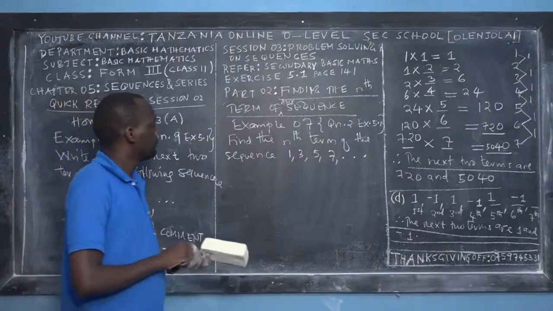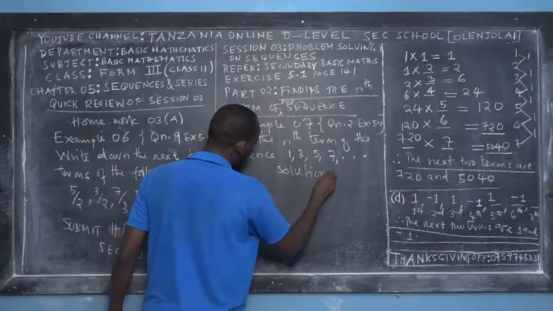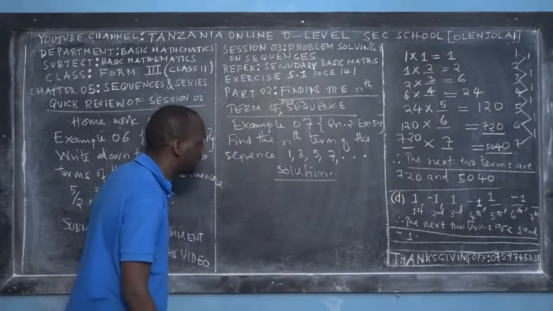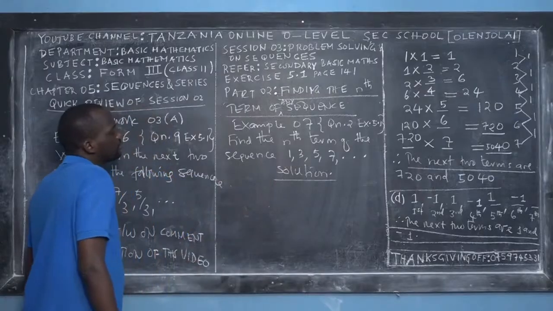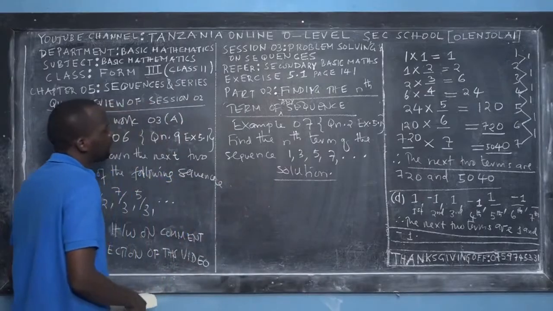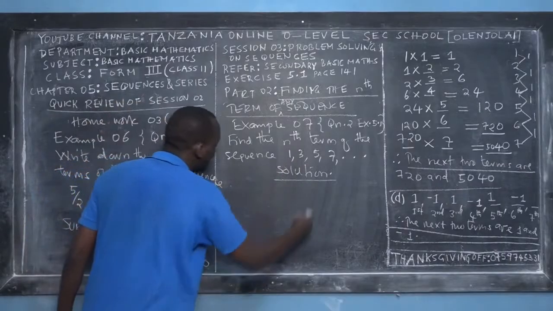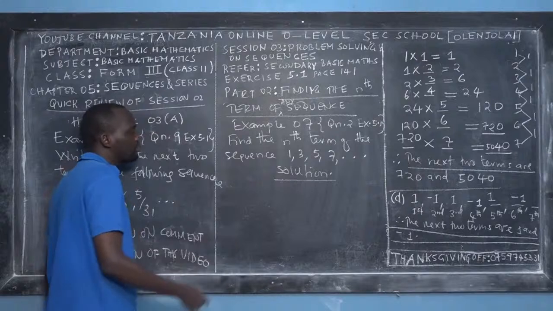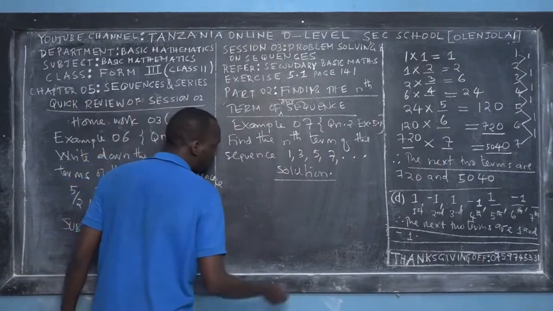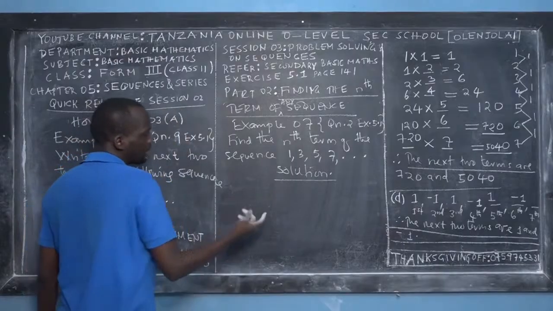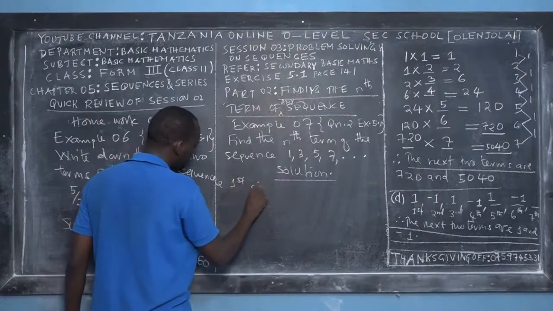Solution. So we are looking for the n-th term. We defined the meaning of the n-th term in session 2, so you have to make sure that you go through it. Find the n-th term of the sequence 1, 3, 5, 7. If you examine this sequence, you find that it is the odd numbers, or the counting numbers. So there will be following steps.